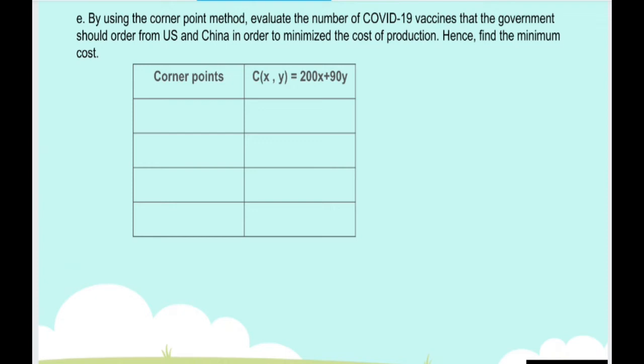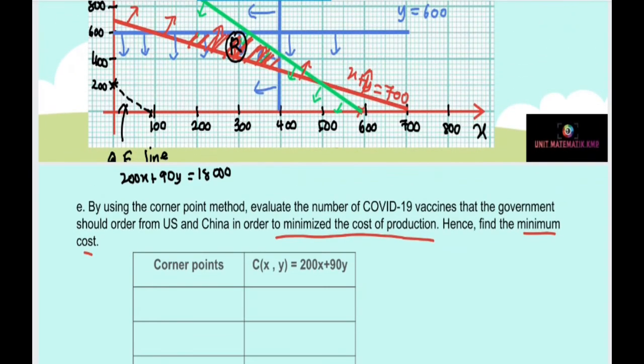Continue with question E. By using the corner point method, evaluate the number of COVID-19 vaccines that the government should order from US and China in order to minimize the cost of production. Hence, find the minimum cost. Okay, so there's two questions here. We need to find how many vaccines that the government should order from US and China, and what is the minimum cost. Okay, so first we need to find the corner points by looking back at the feasible region.